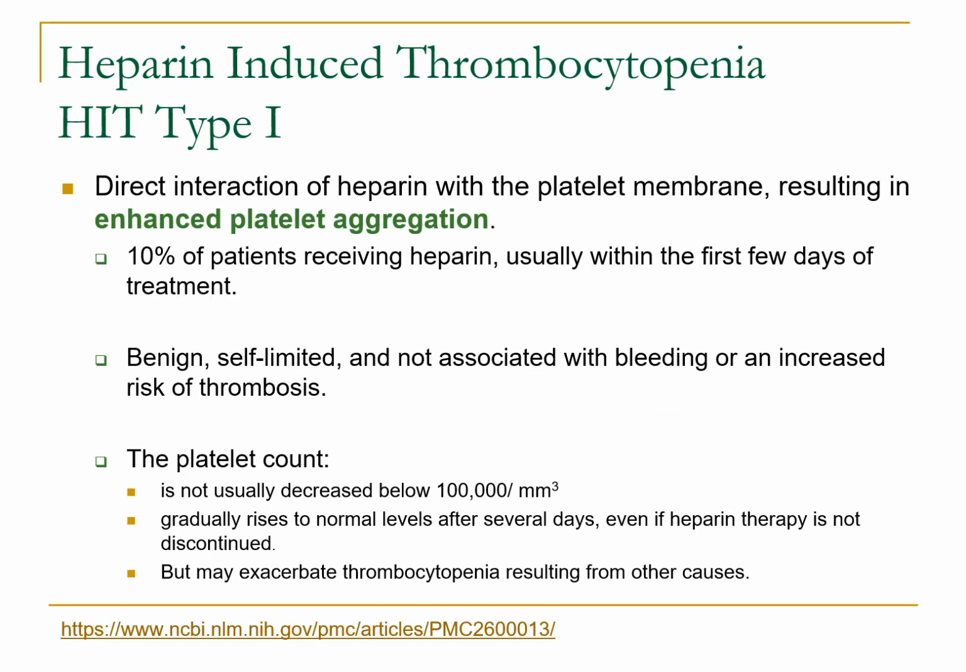Concerning heparin-induced thrombocytopenia, HIT, we have type 1 and type 2. Type 1 is very common, and what happens here is a direct interaction of heparin with the platelet membrane, resulting in enhanced platelet aggregation. So the platelets aggregate together, and if you measure the amount of platelets, they will be low. This is 10% of the patients. It happens within the first few days of treatment, and it may resolve. Usually, it's not associated with bleeding and not associated with increased risk of thrombosis. The platelets do not usually go below 100,000. But the point here is that you really want to monitor the platelet counts when you are giving a patient unfractionated heparin.